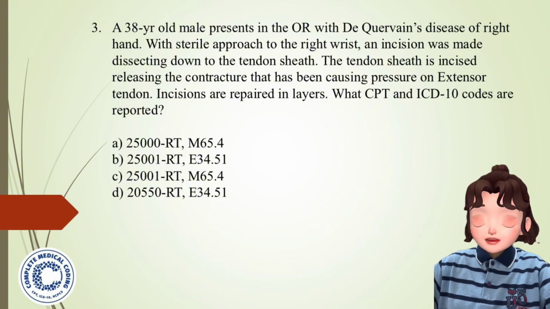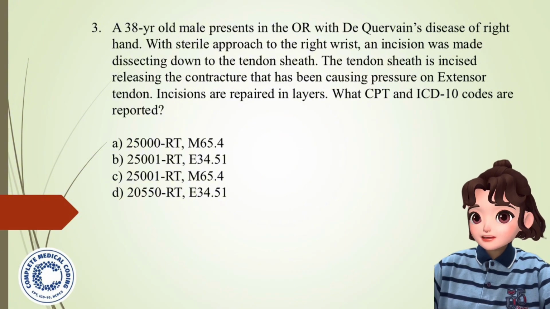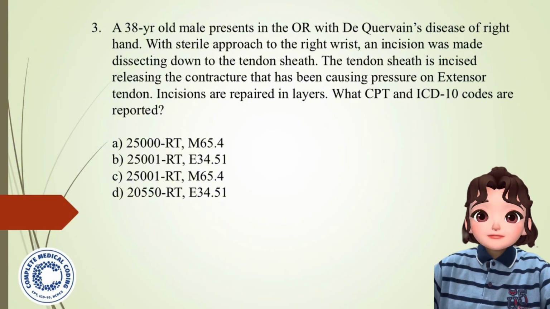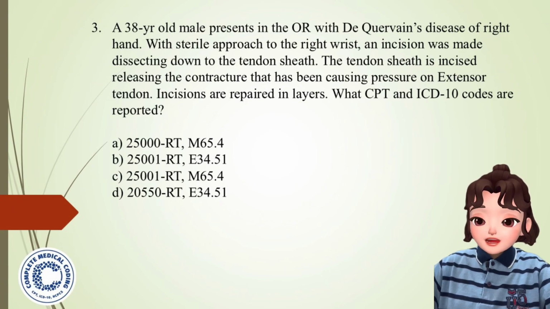Yes, tendon sheath of the wrist. Extensor tendon, that is also mentioned in the question. The tendon sheath is incised, releasing the contracture that has been causing pressure on the extensor tendon. So, extensor tendon incision on the wrist, and this is on the right hand, so you have to append it with the modifier RT. If you want, you can just take 25001.